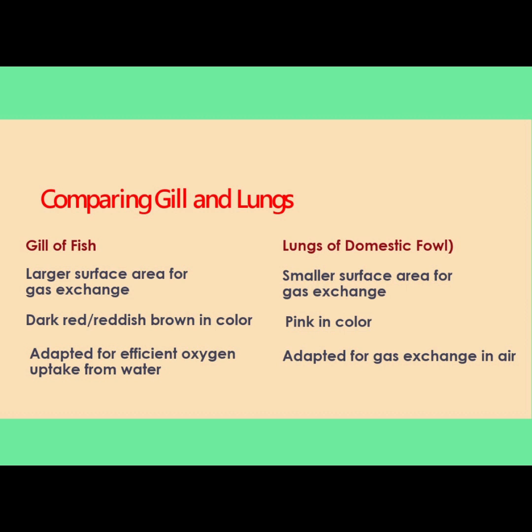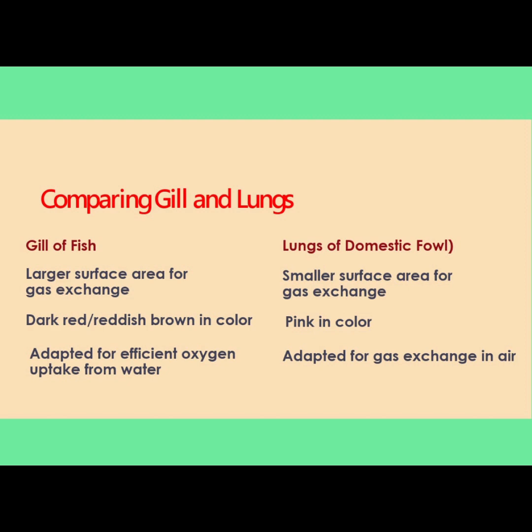Next is comparing the two respiratory structures, gills of fish and lungs of domestic fowl. One has a larger surface area while one has smaller. The lungs have a smaller surface area compared to that of the gills, and the gill of fish is adapted for efficient oxygen uptake from water, while the lung is for air.